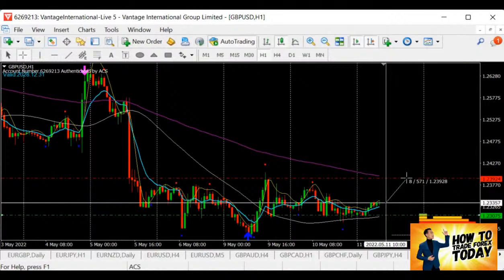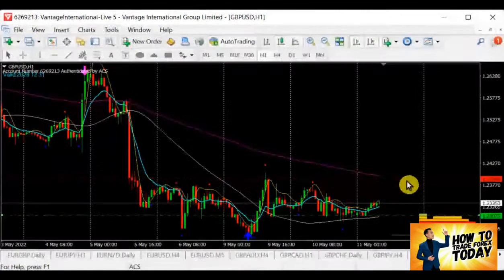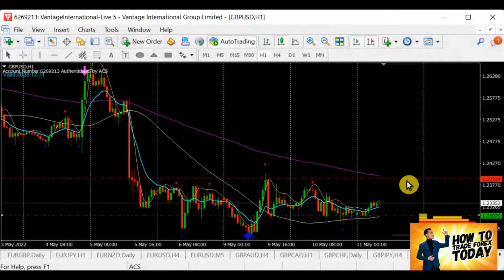So by looking at this, we still have about 50 to 60 pips to go before we actually have a chance to sell on the retracement. So in this case, would it be good that after it breaks?